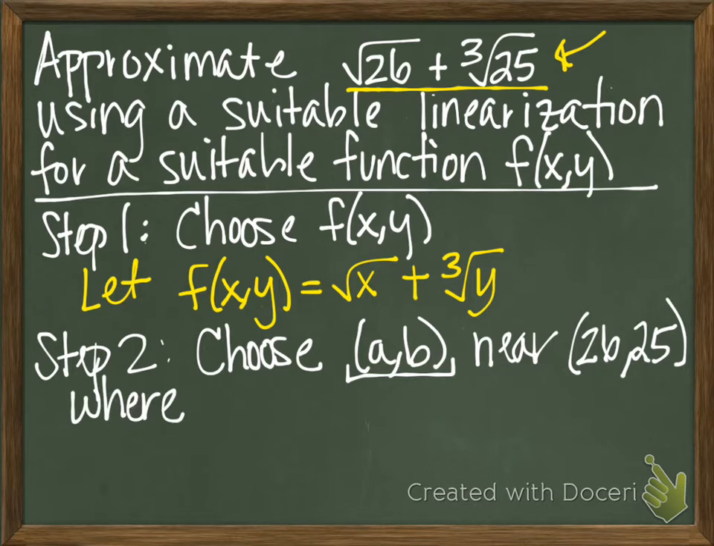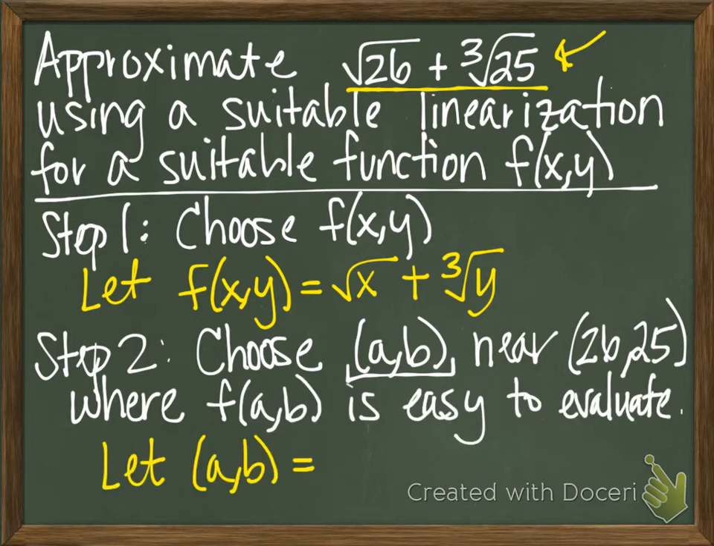How do we choose (a, b)? We know it needs to be nearby the point (26, 25), and because we don't have a calculator or a computer and we're just trying to estimate, we want to pick a point where it's easy to evaluate the function. I basically did this in the very beginning with my rough estimate. I don't know the square root of 26, but I do know the square root of 25, so let a be 25. And I don't know the exact cube root of 25, but I do know that the cube root of 27 is 3. So let's pick the point (25, 27). Because it's nearby the point (26, 25), it's going to help us get a good approximation if we linearize around it.